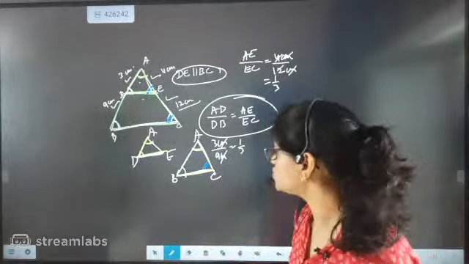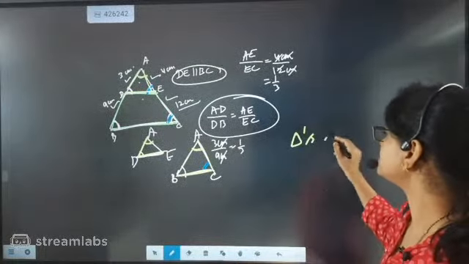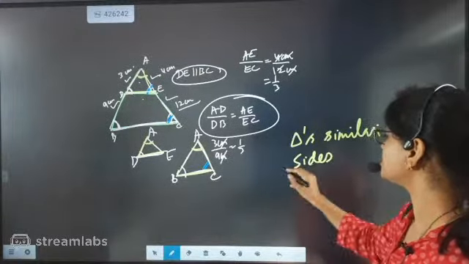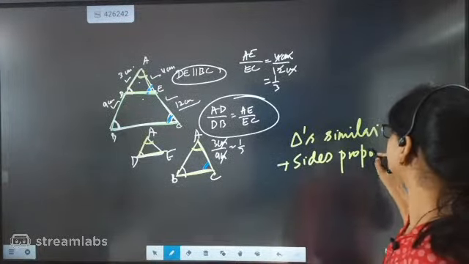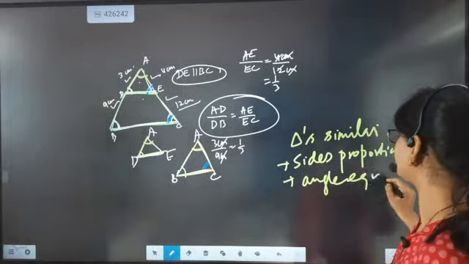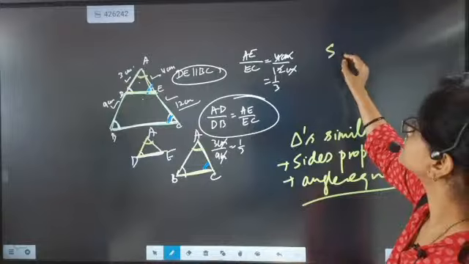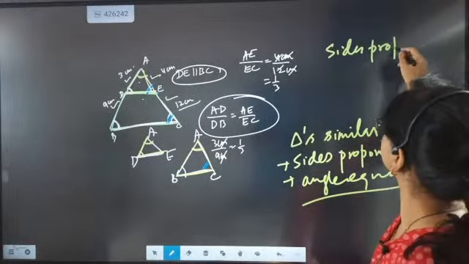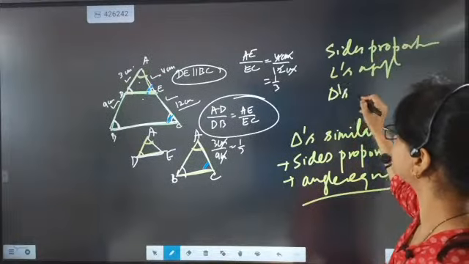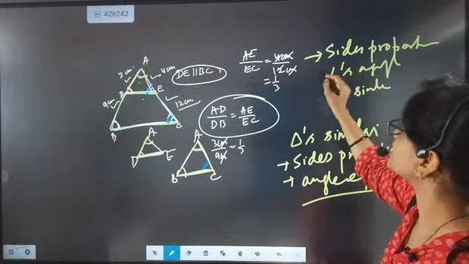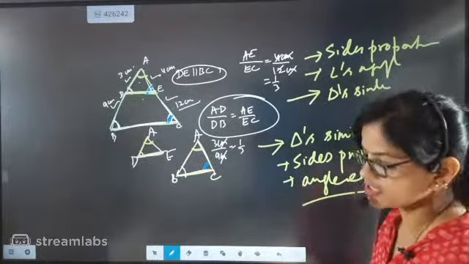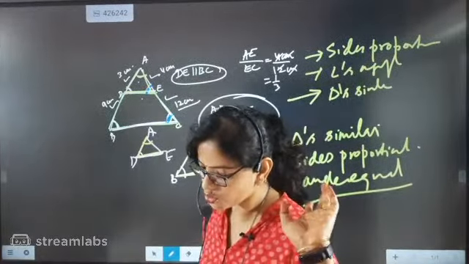See, just remember these two points, beta. Triangles similar means sides proportional, angles equal. Now, if sides are proportional and angles equal, that means triangles similar. So if these two statements are given, then this is the conclusion. If this is the conclusion given, then these two are the statements. If this is given, then those two are the conclusions.